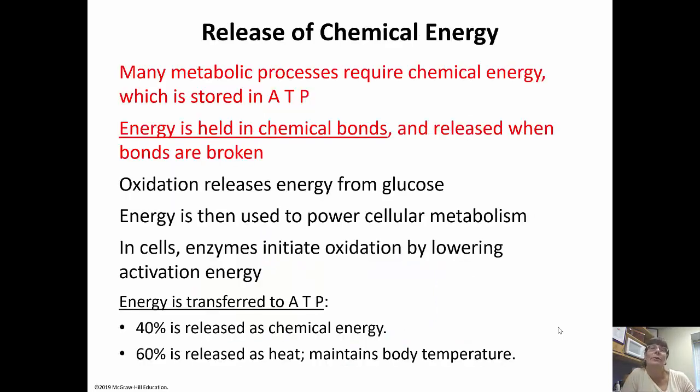Many metabolic processes require the energy stored in ATP, and that energy is held in those chemical bonds, and then when the bonds are broken, the energy is released. Oxidation releases energy from glucose, and energy is then used to power respiration. In the cells, enzymes initiate oxidation by lowering the activation energy. Energy is actually transferred to ATP, but 40% is released as chemical energy and 60% is released as heat. So the majority of the energy is actually lost as heat. But this helps us maintain our body temperature, so it does serve a purpose.